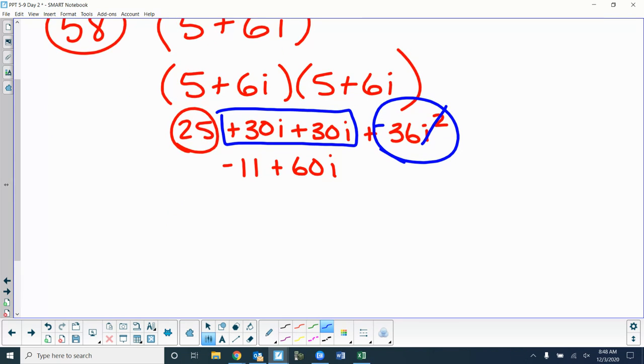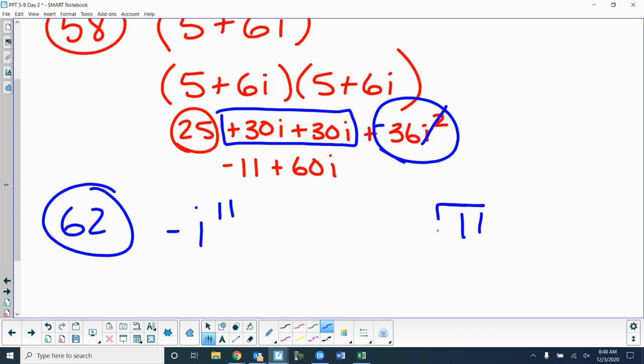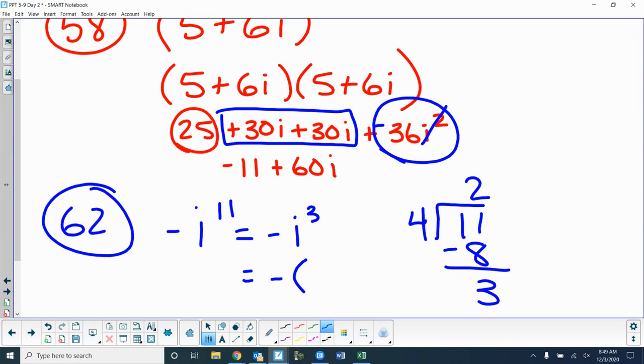And then 62 was like that last one we did. I guess that was the only one that had the i to a power. All right, so I'm dividing 11 by 4, which would be 2 times 4 is 8. So this is like -i to the third. And remember, that's like negative, and then i to the third we said was -i, right? So what's a negative of a negative i? Positive i. So you should have gotten i for number 62.